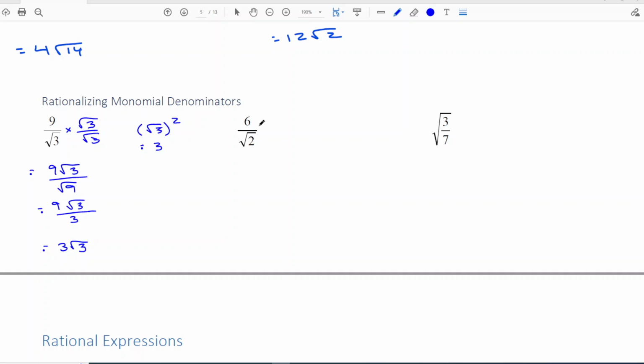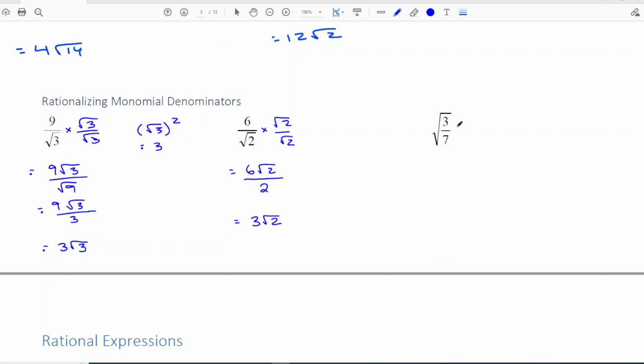3. So if we have a root 2 in the denominator, we're just going to multiply by root 2 over root 2. This would leave me with 6 times root 2 in my numerator, and then my denominator I have root 2 squared, or root 2 times root 2 is root 4, or simply 2. And then I'm left with 6 divided by 2 is 3, root 2.